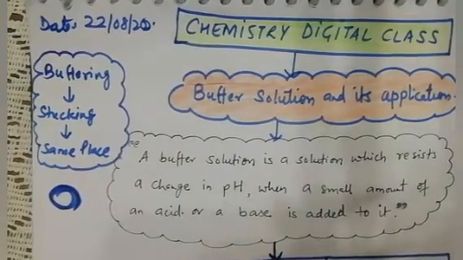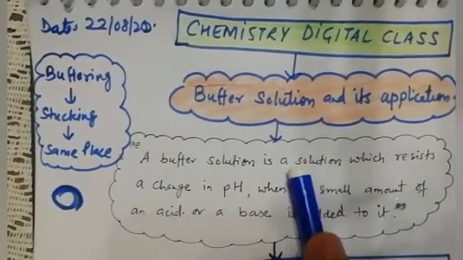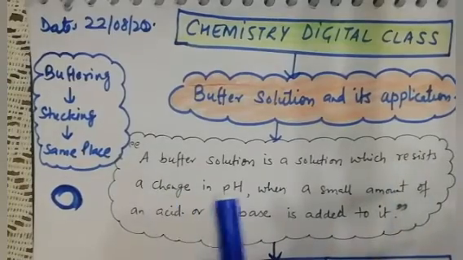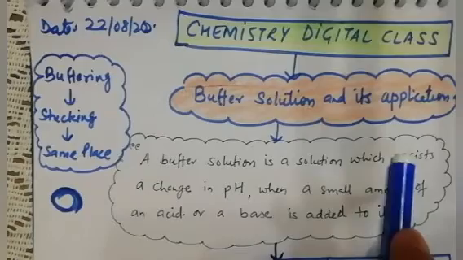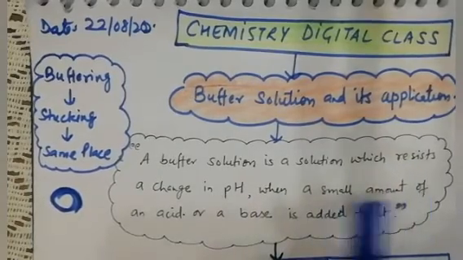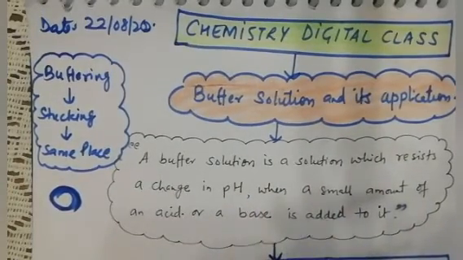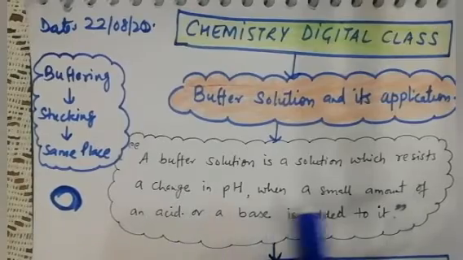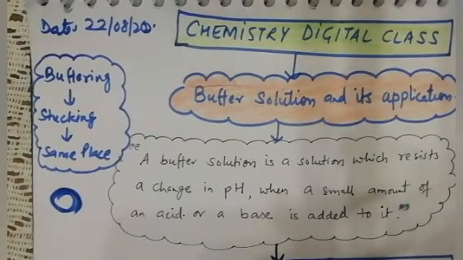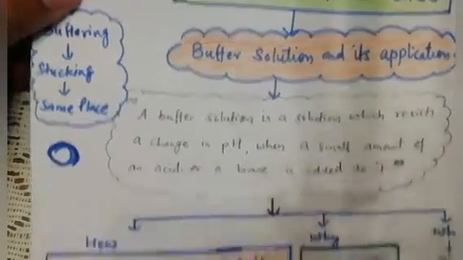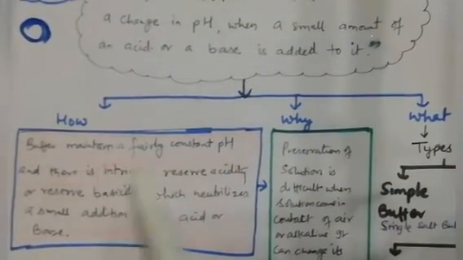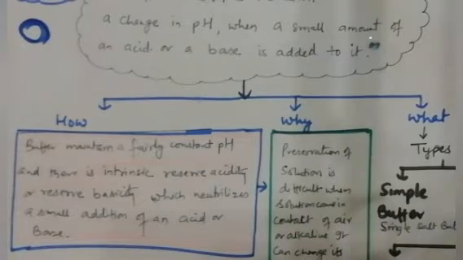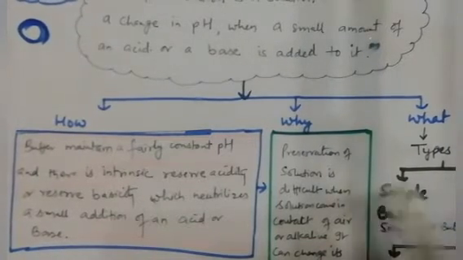So here a buffer solution is a solution which resists a change in pH, जो pH के change होने से रोकता है, when a small amount of an acid or base is added to it, जब थोड़े से amount में acid और base को हम उसमें add करते हैं. Okay, so hope you understood how buffering occurs, why we need to add a buffer solution, and what are the different types of buffer solution.